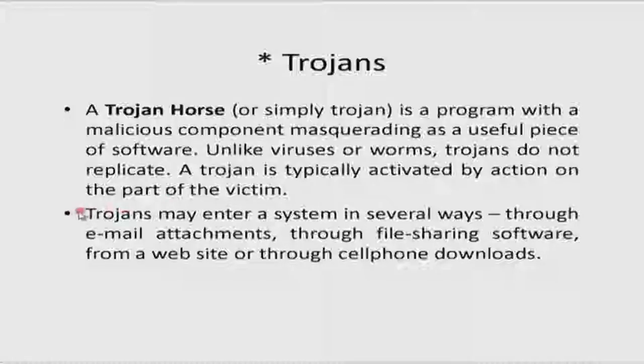So there are different kinds of malware. Some are self-activated, some are activated by, say, the action of a human being. Trojans may enter a system in several ways, through email attachments, for example, through file sharing software, from a website, through cell phone downloads. So you're probably familiar with many of these things. You can get a Trojan onto your system or a worm into your system through a cell phone download. You can get it through email attachments by clicking on certain malicious attachments. You can get it by clicking on some malicious links in a malicious website and so on.